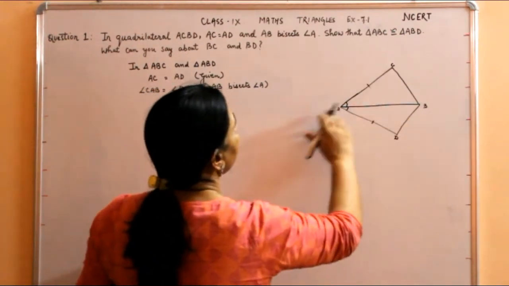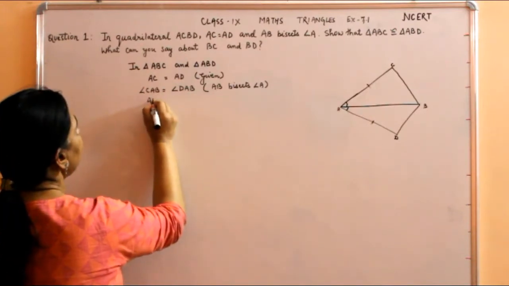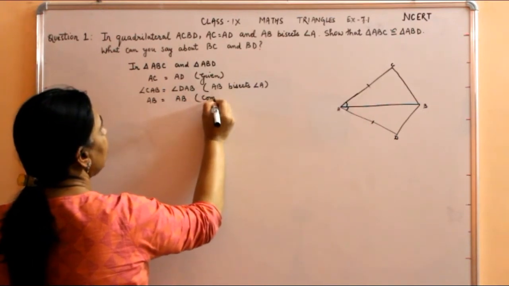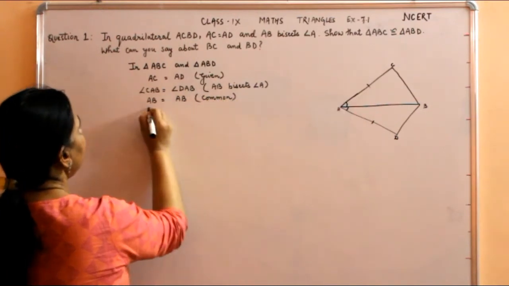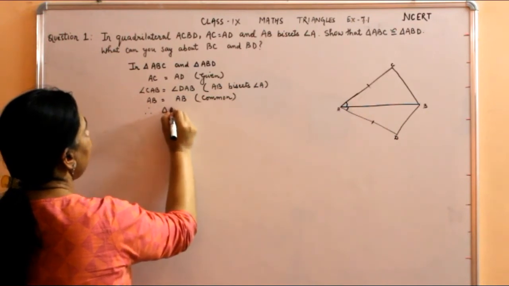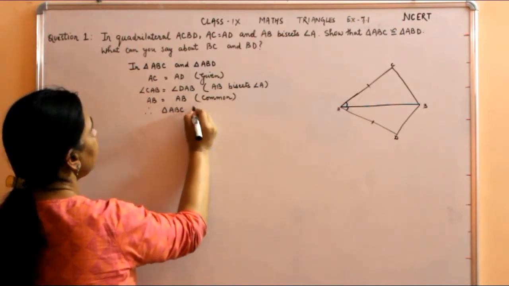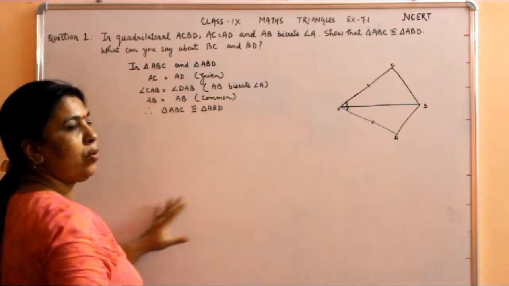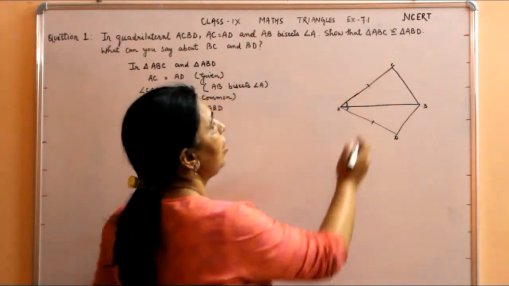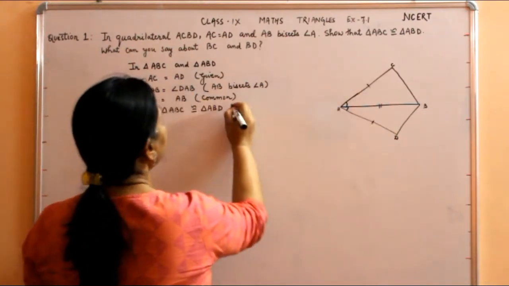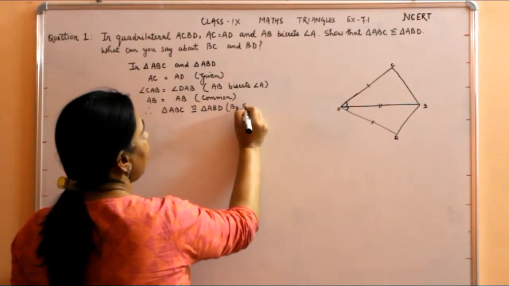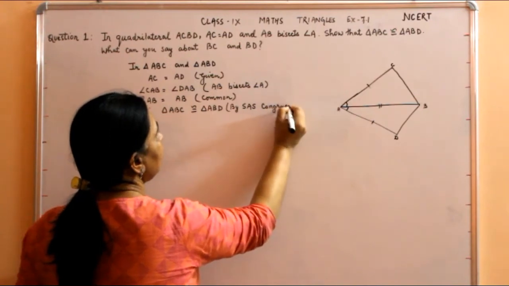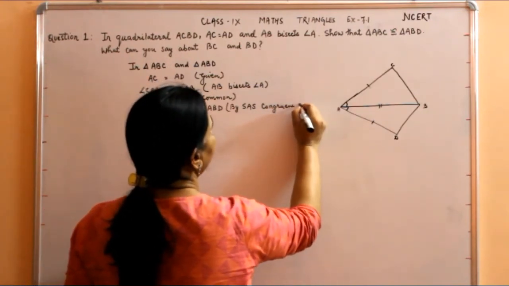And this AB and AB are common in both the triangles. This AB is equal to AB as it is common. Therefore, triangle ABC is congruent to triangle ABD. By which congruency rule? Side, angle and this side. That is by SAS congruency rule.